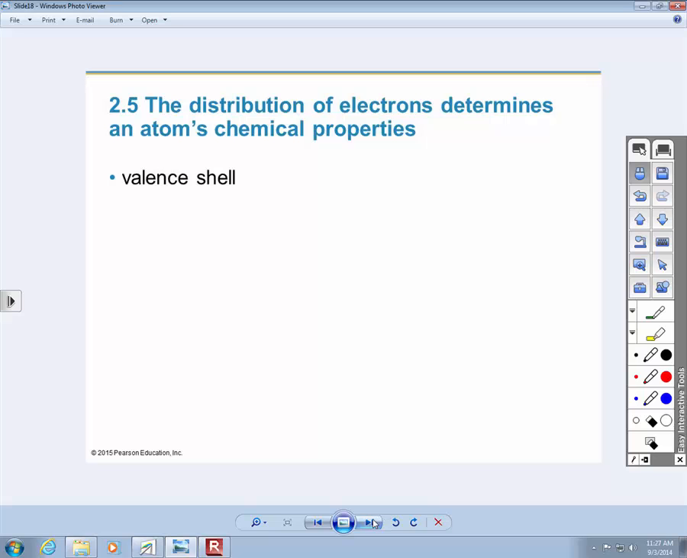Valence shell, that's the very last energy shell. We've discussed that. Chemical bonds, that's an attraction of 2 or more atoms. It's really a magnetic attraction when it gets right down to it. I can show you that.